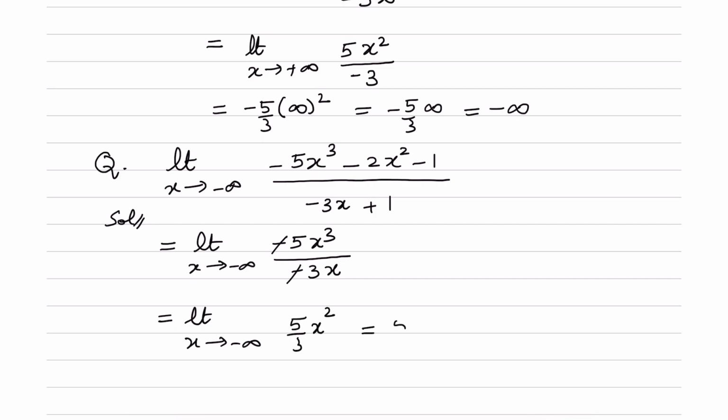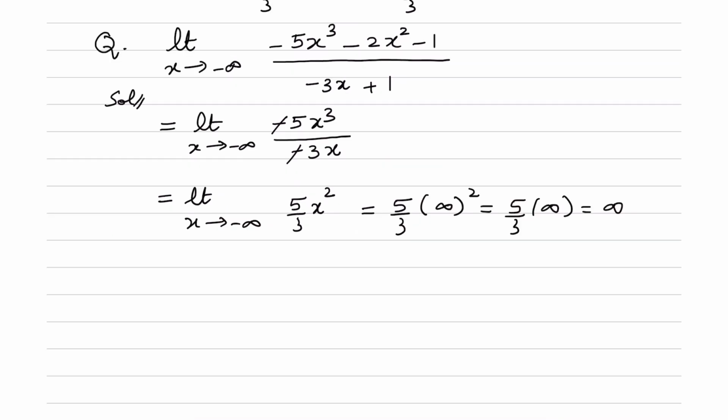Now when we apply the limit, we get 5 by 3 infinity square, which gives us 5 by 3 into infinity, which is infinity. Any number multiplied by infinity is infinity. So this is how we find the limit of the rational functions at infinity or minus infinity.